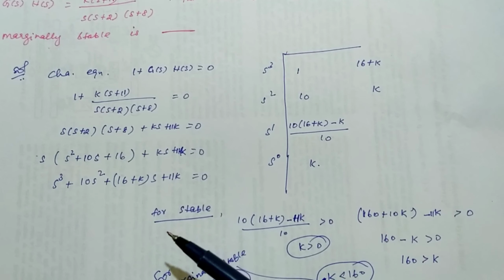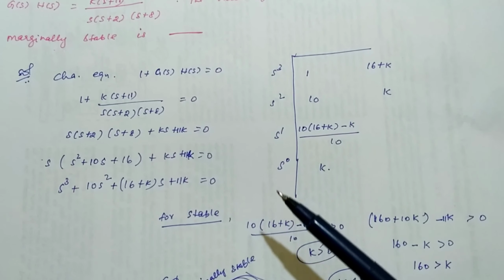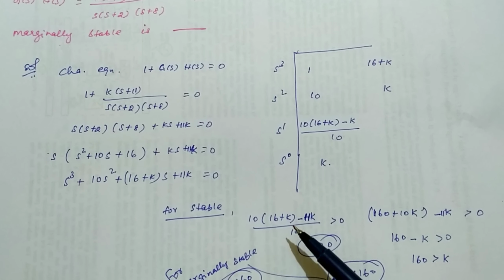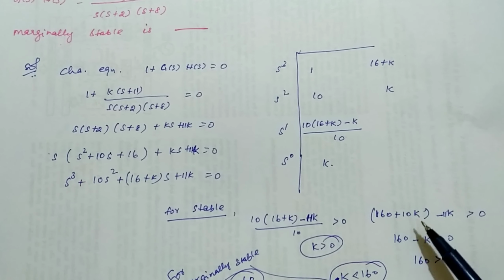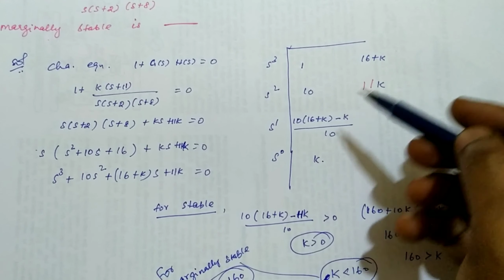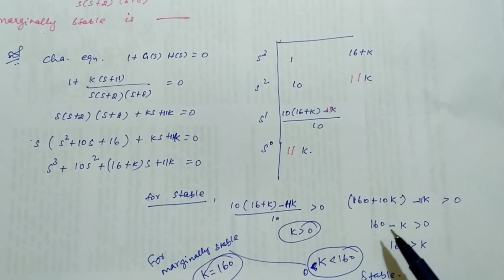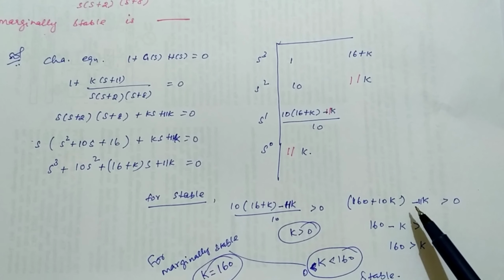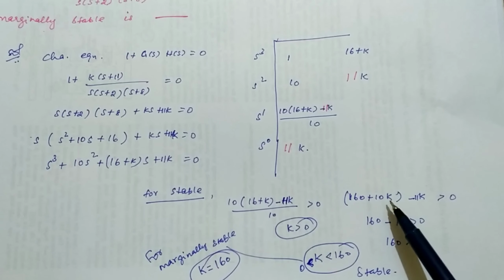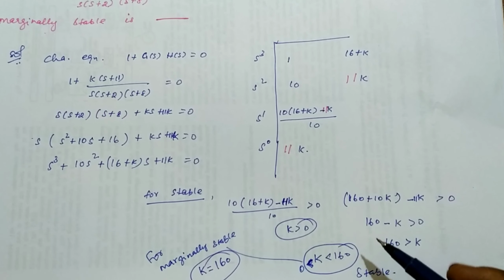Let us consider the system to be stable, so the first column must be positive elements. When we simplify, we have 11 here, here also 11, and here also 11, minus 11k. This term must be a positive element, so this is also positive. When we take 10k minus 11k, it becomes 1k.